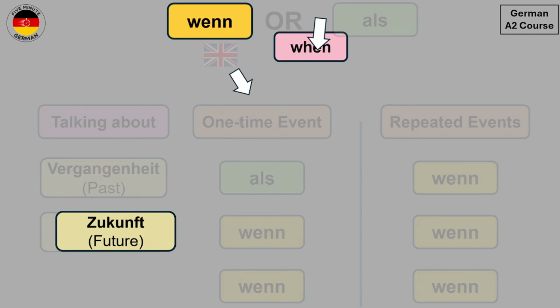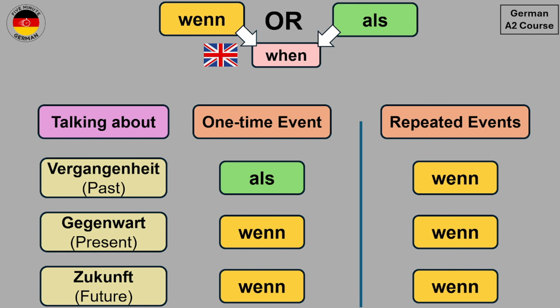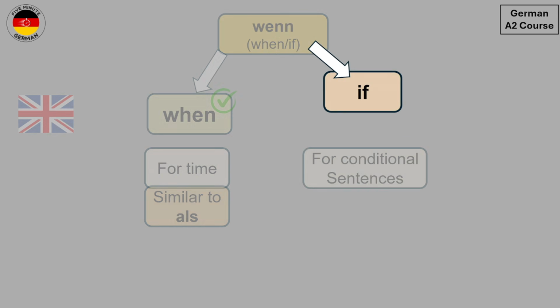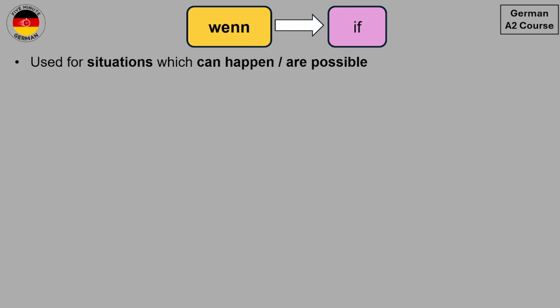So these are the different cases in which you use "wenn" to talk about time. You can also take a screenshot of this slide over here so that you don't forget. Now let's take a look at the second meaning of "wenn", which is "if", and which is used for conditional sentences. So "wenn" means "if" when it is used for situations which can happen or are possible.